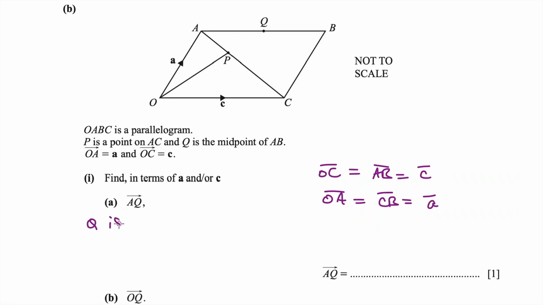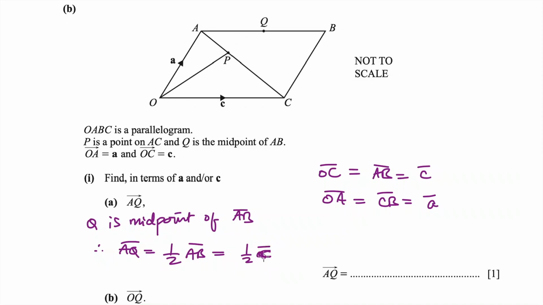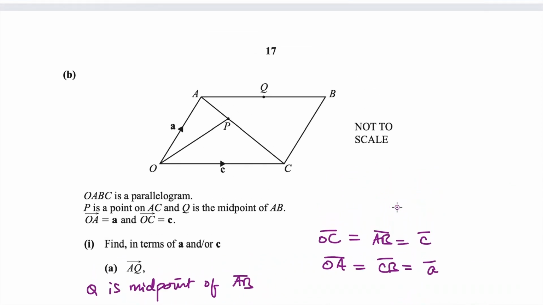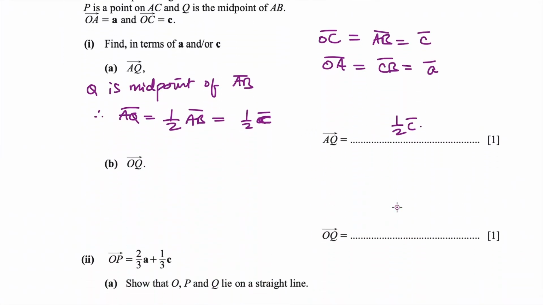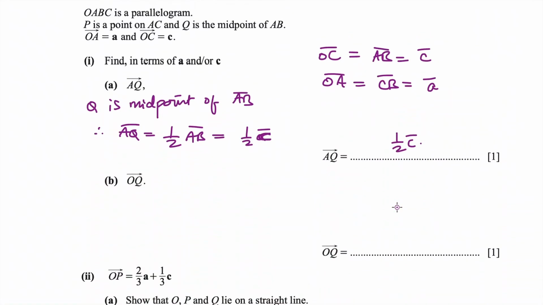So Q is the midpoint of AB bar, and therefore AQ bar is equal to half of AB bar, which is nothing but half of c bar. So AQ bar is half into c bar. Very straightforward question. Because it is a parallelogram, opposite sides are equal vectors, and so since OC is equal to c bar, AB will also be c bar. Now AQ is half of c bar. That's it, straightforward.